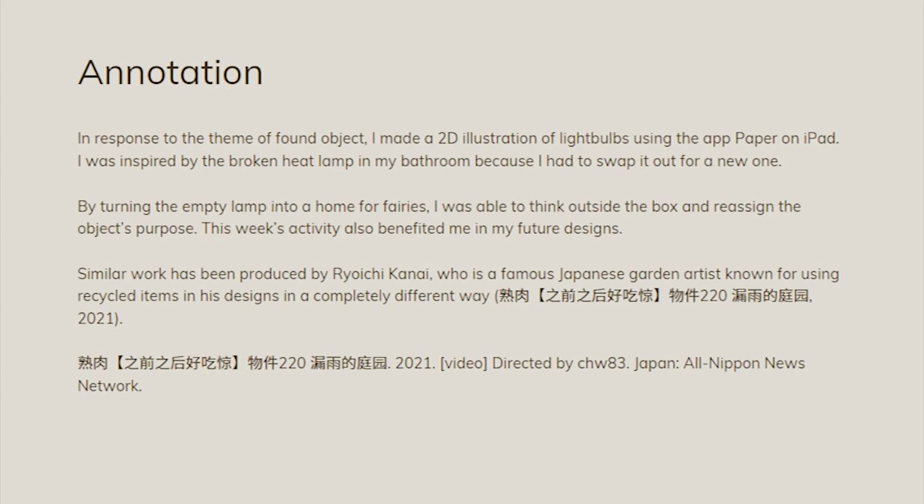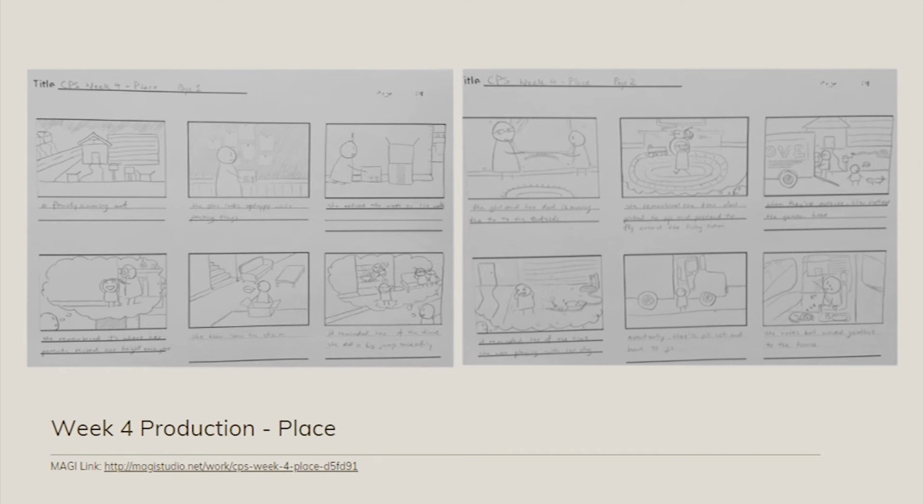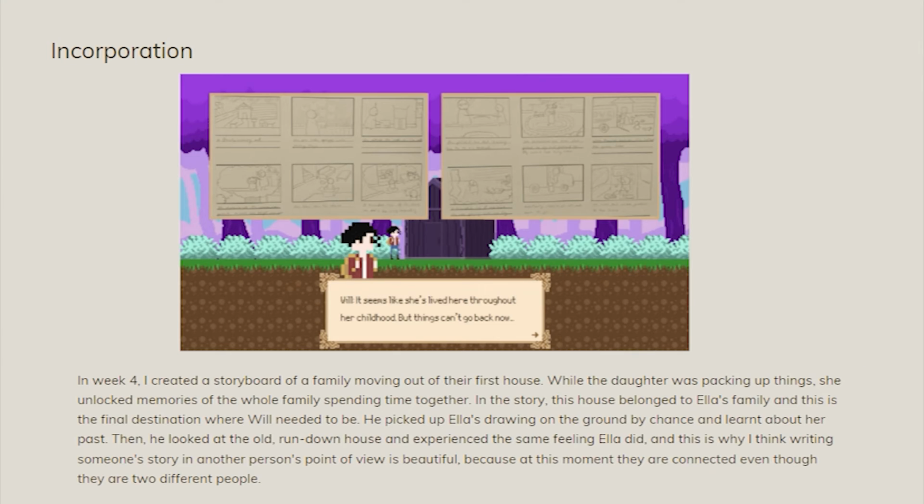In week 4, I created a storyboard of a family moving out of their first house. While the daughter was packing up things, she unlocked memories of the whole family spending time together. In the story, this house belonged to Ella's family, and this is the final destination where Will needed to be. He picked up Ella's drawing on the ground by chance and learned about her past. Then he looked at the old rundown house and experienced the same feeling Ella did.